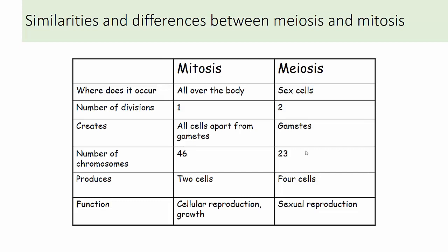It has two divisions, and remember, crossing over occurs to cause variation within the gametes. It creates gametes. They have 23 chromosomes. That is so when you have one sperm and one egg, when they fuse together to form a zygote, they have 46 chromosomes. It produces 4 cells, and its function is sexual reproduction.